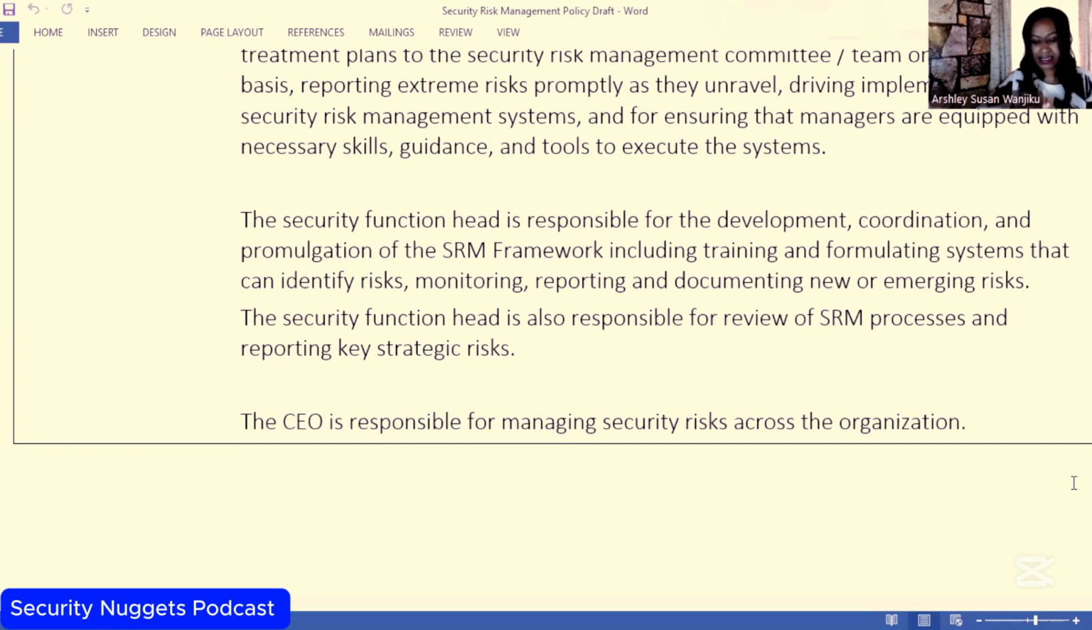And again, the responsibility of continuously reviewing processes, continuously reviewing security risk management practices and processes falls upon you as the head of the department, of the security department or security function, okay? And the buck stops with the boss. The buck stops with the owner of the organization or the boss of the organization. Therefore, the CEO is responsible for managing security risks across the organization.